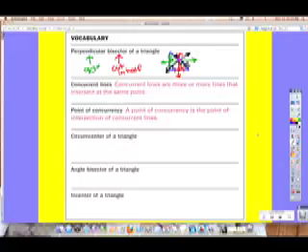Next one, concurrent lines, point of concurrency, because this is one picture that goes for both of them. So concurrent lines are 3 or more lines that intersect at the same point. So just sketch 3 lines real quick. 1, 2, 3 lines, and they all intersect at a point. So concurrent lines, put a box around it. Concurrent lines is focused on the lines. 3 lines that intersect at one point.